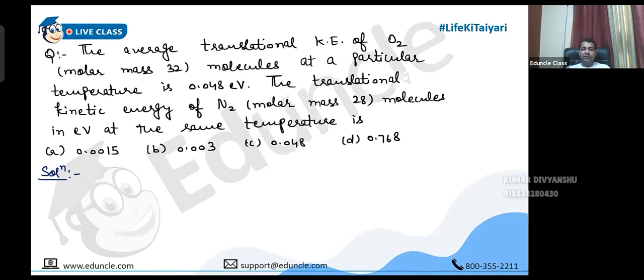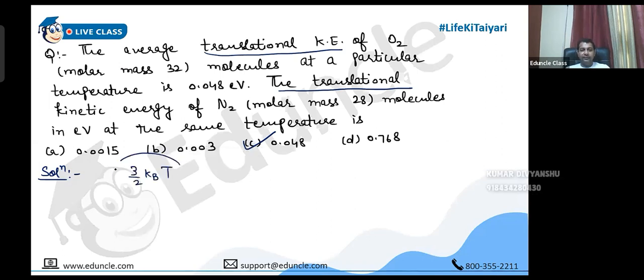So similar to the previous question, again we have to get the translational kinetic energy. Translational of O2 is given and translational of N2 we have to calculate. And the temperature is the same. The only thing it depends upon is the temperature, because the degrees of freedom are the same. Only if we change the temperature for nitrogen can this energy be different. But at the same temperature, it is going to be the same as that of oxygen molecules, because for translational it is 3/2 kT. And the temperature is the same, so for both it is 3/2 kT. Okay, clear? Yes, sir.